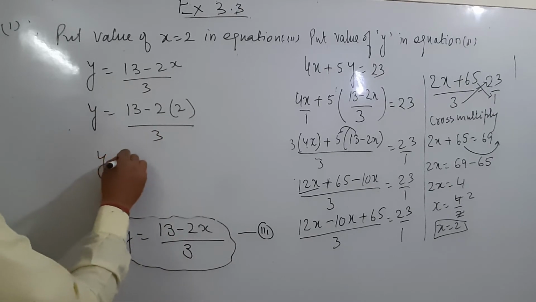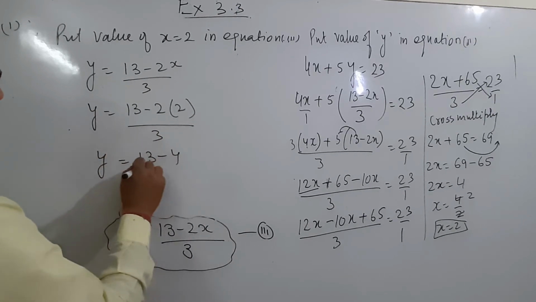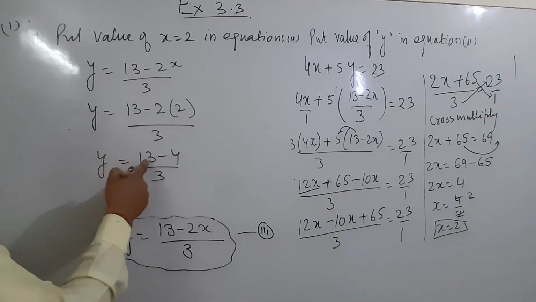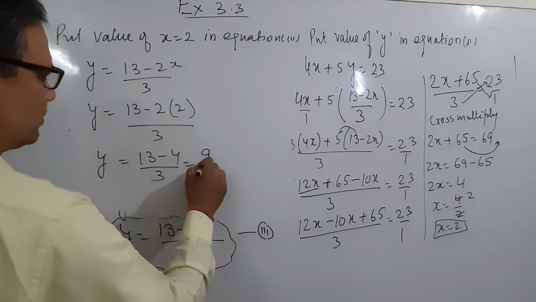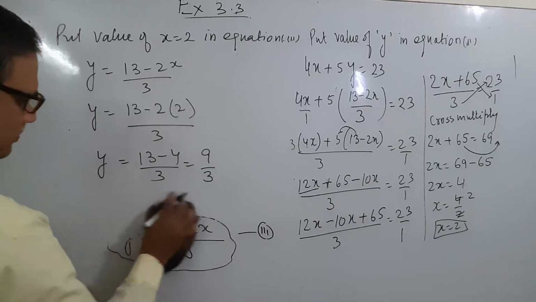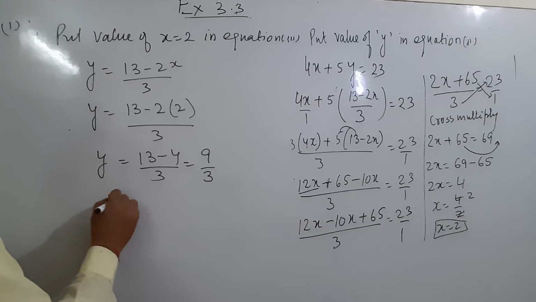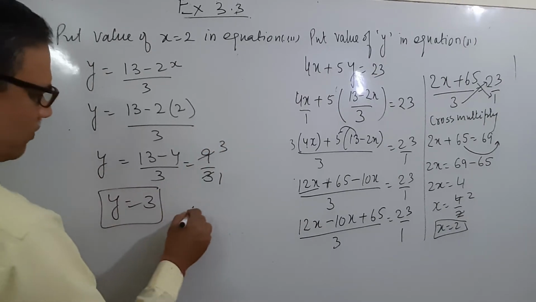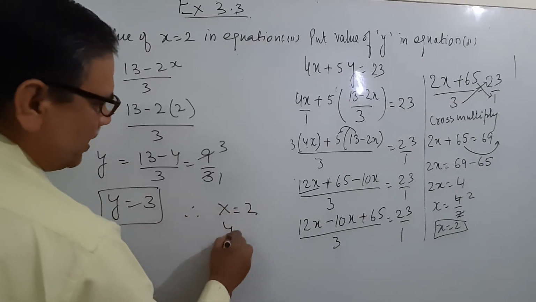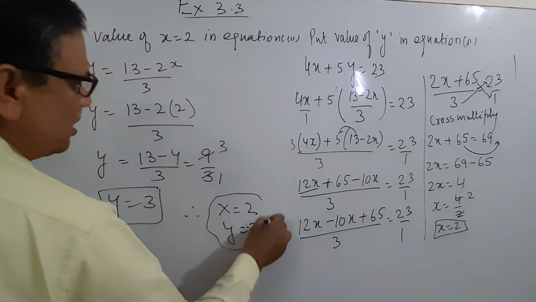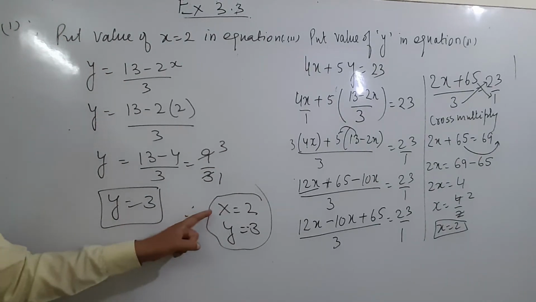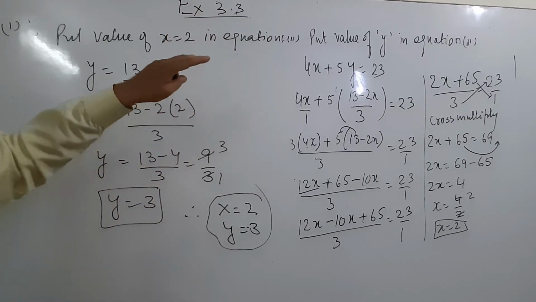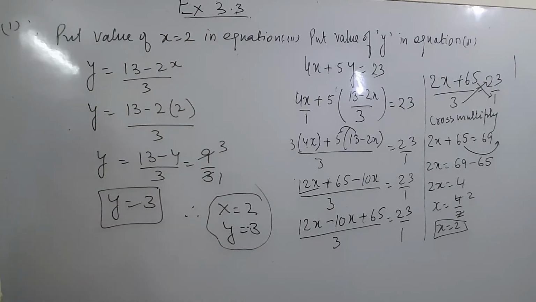Here y is equal to 13 minus 4 upon 3. 13 minus 4 is equal to 9 upon 3. Then the answer is y is equal to 3, 3 threes are 9. y is equal to 3. Therefore, x equal to 2, y is equal to 3. This is your answer. This is the solution of linear equation in two variables.